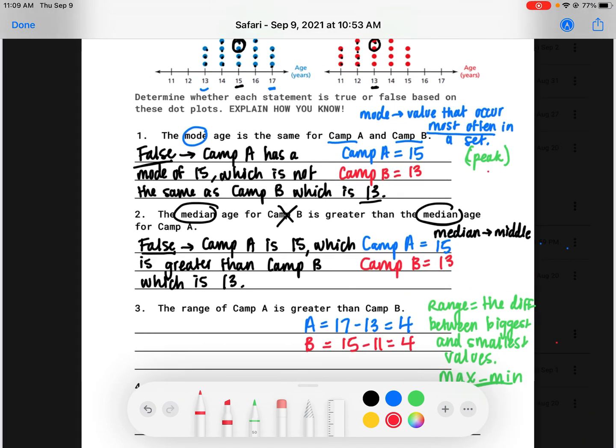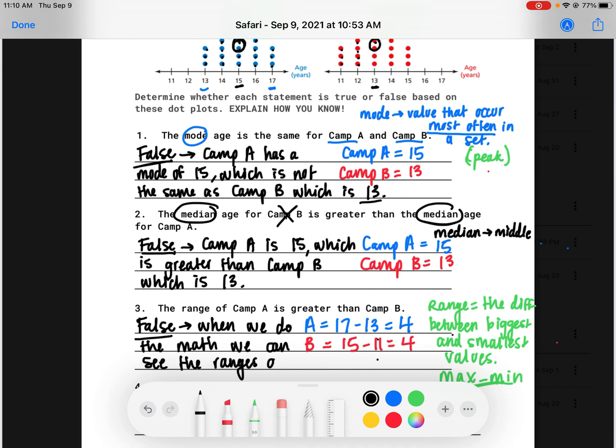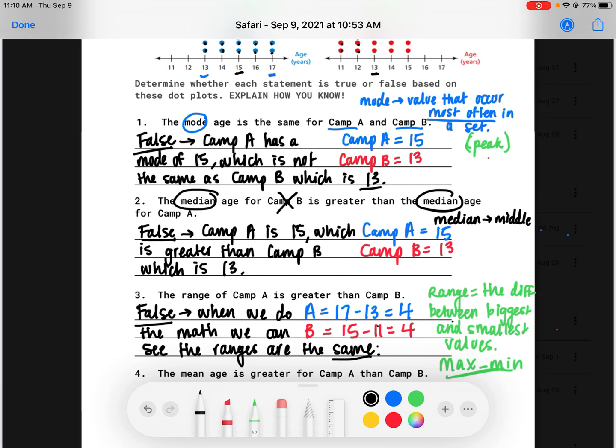So this says the range of camp A is greater than the range of camp B. Is that true? It is actually not. It is false. When we do the math, we can see the ranges are the same. So there's an explanation there.